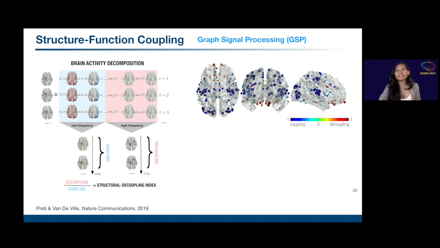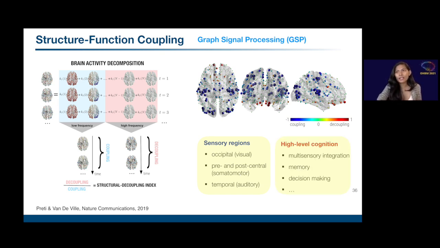And what we found here, very interestingly, is that the blue colors are the coupled regions. We find that sensory regions such as the occipital, the pre and post central, as well as the temporal regions, are colored blue, which means that these regions are more likely to be coupled with the underlying structure. Meanwhile, high-level cognitive regions, such as those associated with multisensory integration, memory, and decision-making, are actually decoupled from the underlying structure.